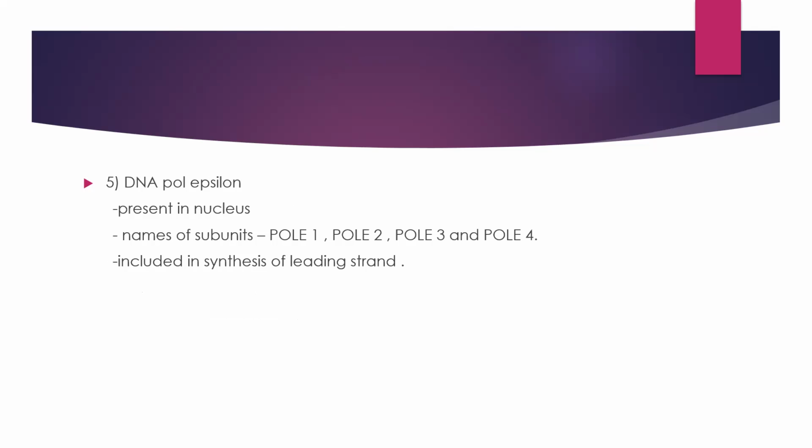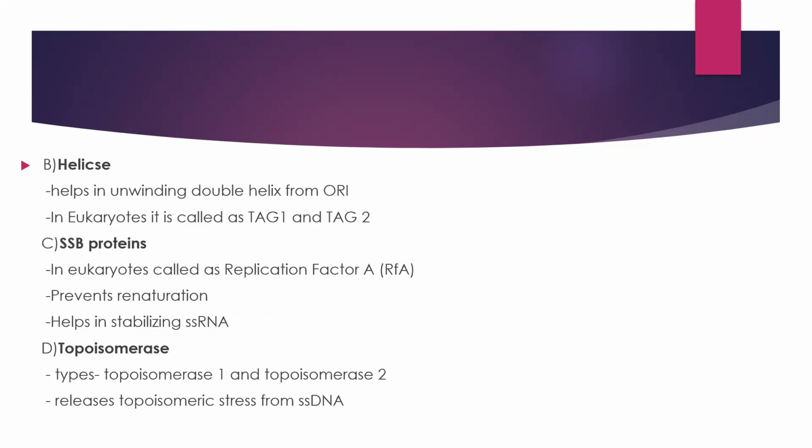DNA polymerase epsilon is the last type of DNA polymerase present in the nucleus, and it has 4 subunits in total, so basically it's a tetramer. Those subunits are called POLE1, 2, 3, and 4. Each of them has a specific activity and plays its own specific role. And it is involved in synthesis of the leading strand.